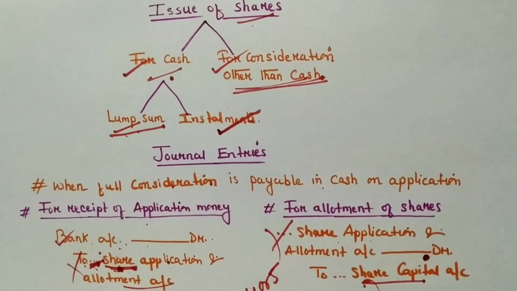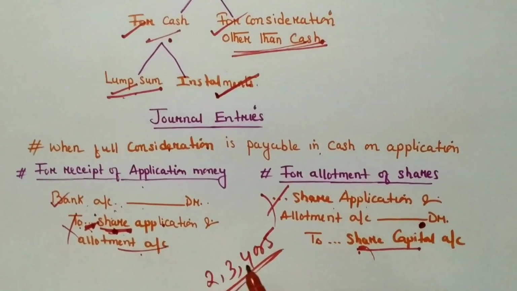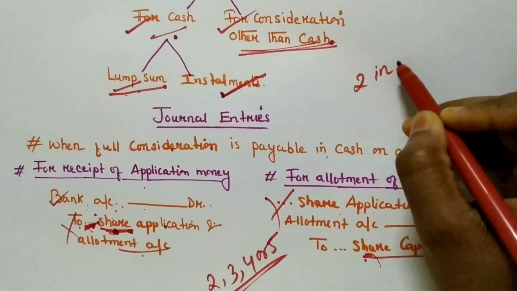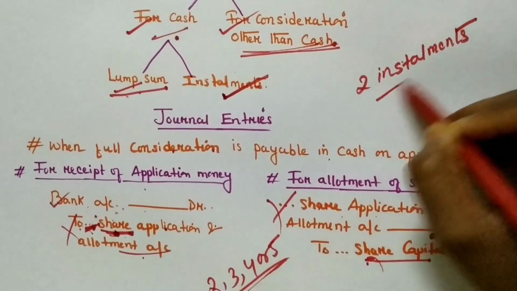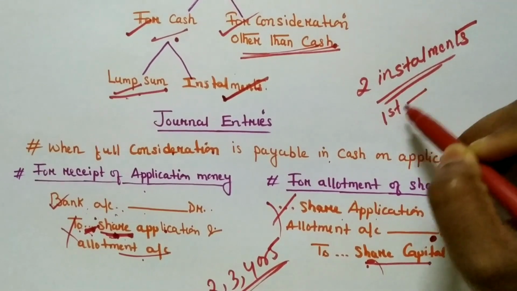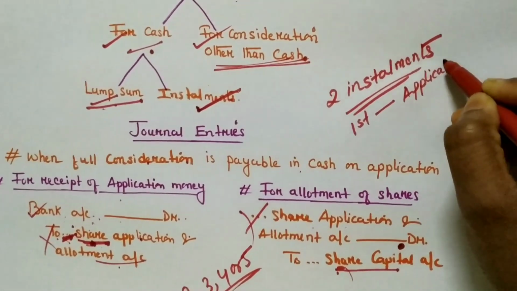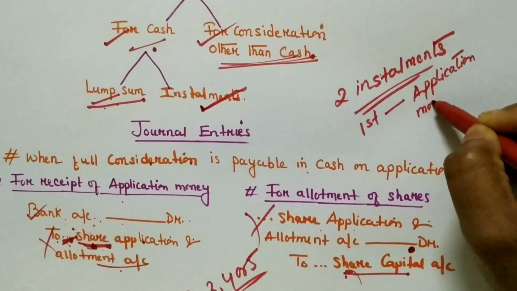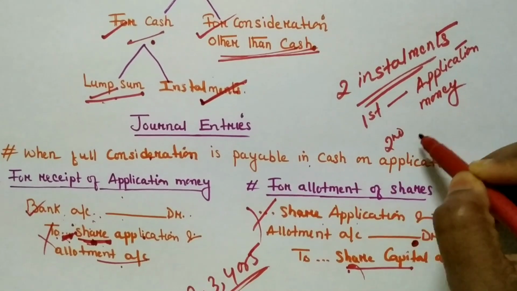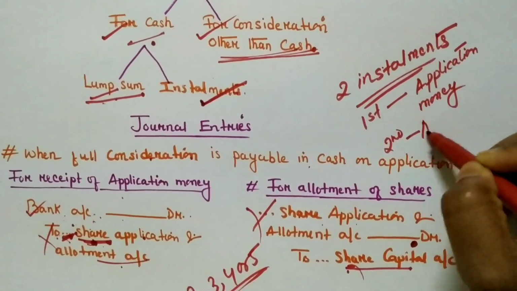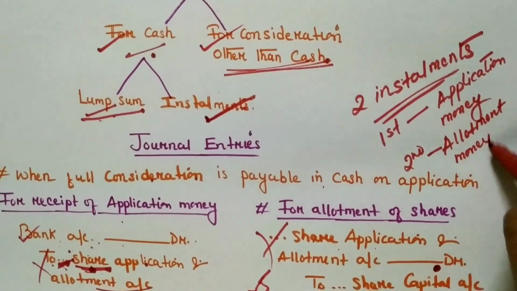Now let's see the name of the various installments. If the amount is payable in 2 installments, then the first installment money is known as application money, and the second installment money is known as allotment money.